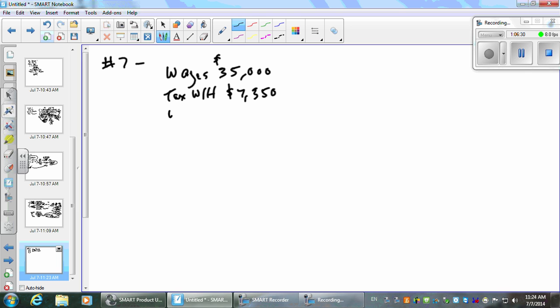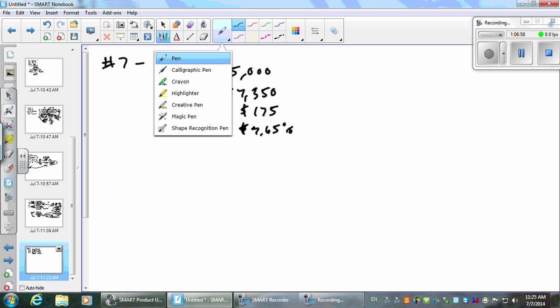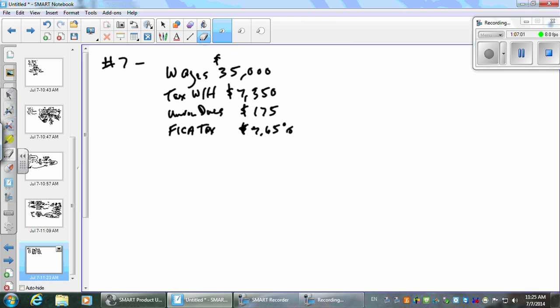And union dues. How much is that? 175. Anything else? And then the FICA taxes are at 7.65%. FICA tax. How much? 7.65%. All right. No employees have reached the maximum yet. All right, so nobody's over the limit, so it's going to be on the entire wages.